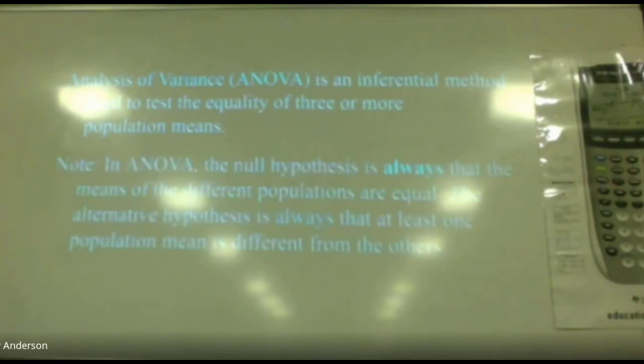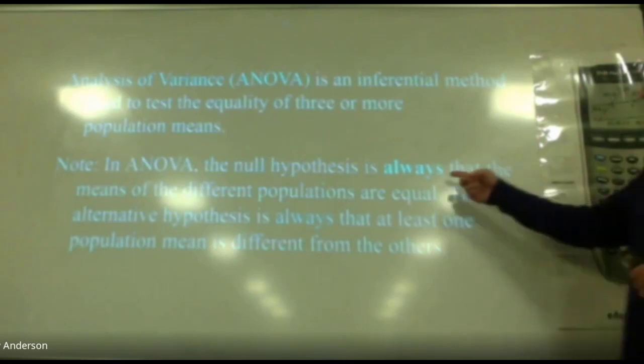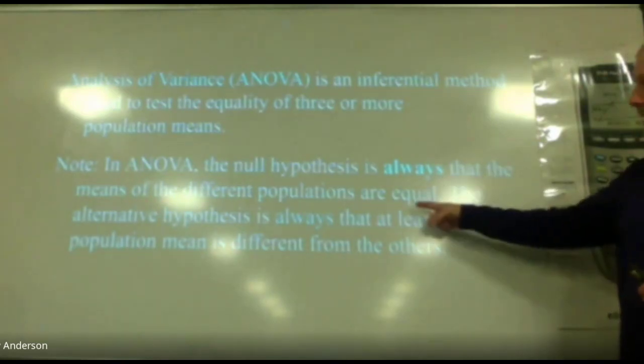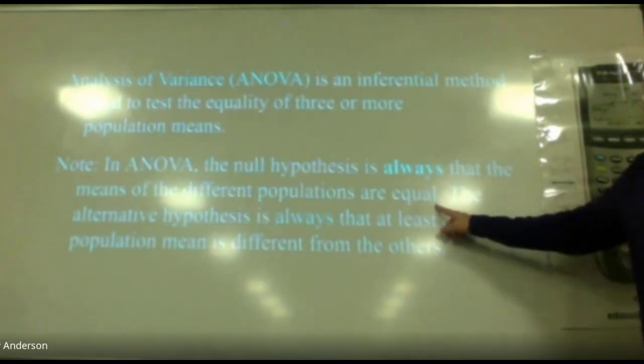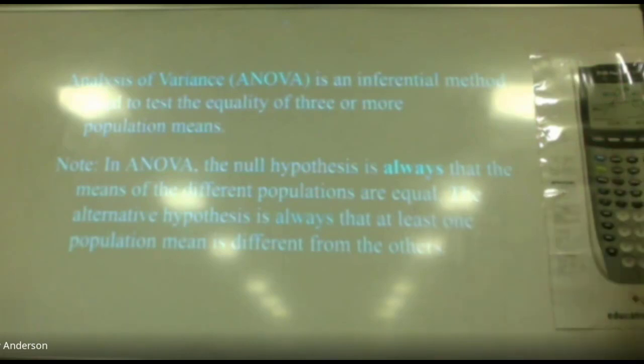So in ANOVA, the null hypothesis is always that the means of the different populations are equal. So the null hypothesis is that they're all the same. The alternative hypothesis is always that at least one population mean is different from the others.